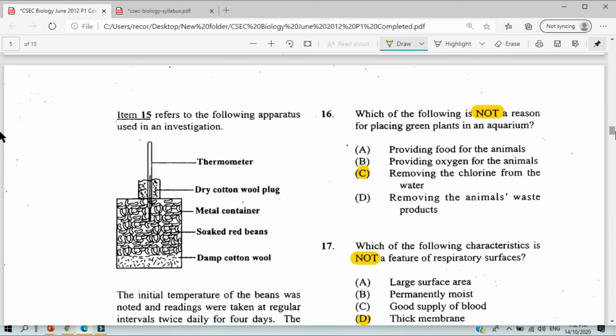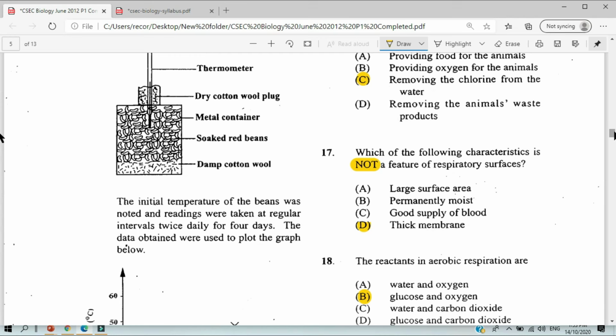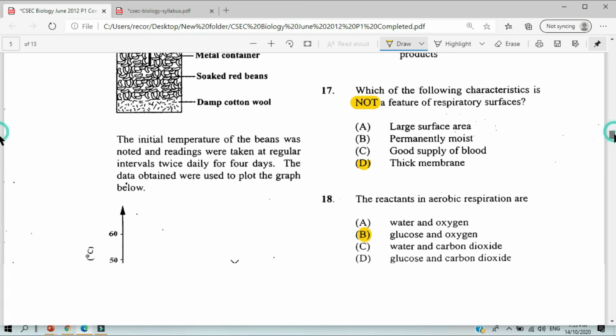Question number 15 refers to the following apparatus used in an investigation. There we have a thermometer. You can see it well outlined. What we're going to be looking at, make sure in your exam you pay attention to the labeling on this diagram. The initial temperature of the beans was noted and readings were taken at regular intervals, twice daily for 4 days. The data obtained were used to plot the graph below. Now let's look at the graph.